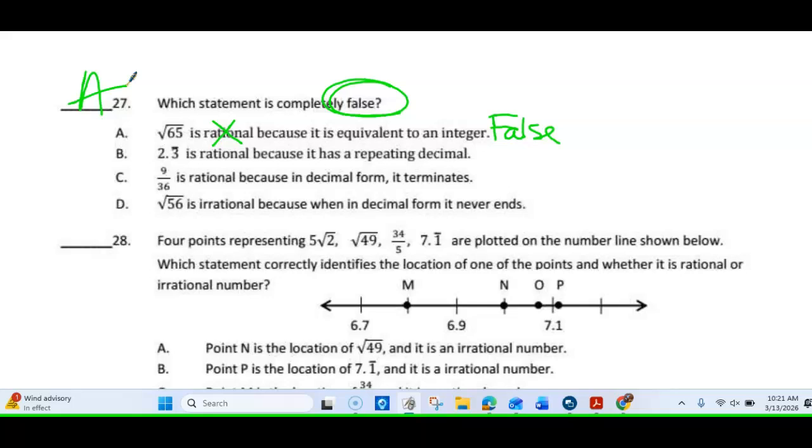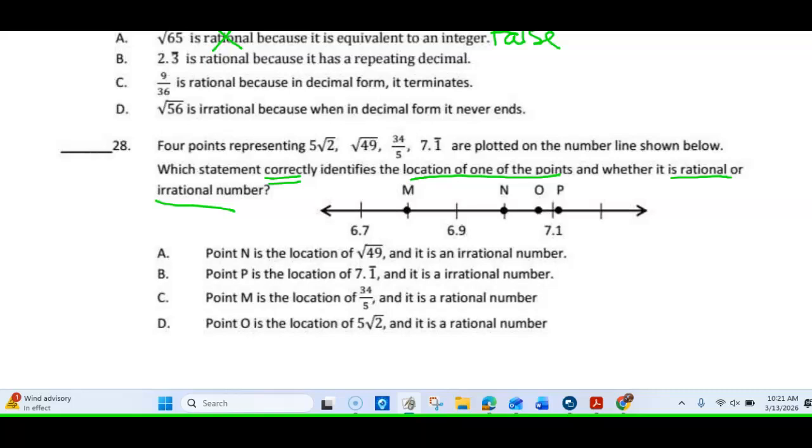Which statement correctly identifies the location of the points and if it's rational or irrational? The first one says point N is the location of the square root of 49. The square root of 49 is 7. 7 is not irrational, so you shouldn't have picked A. Point P is the location of 7.1 repeating and is irrational. You should not have picked that because that is rational.